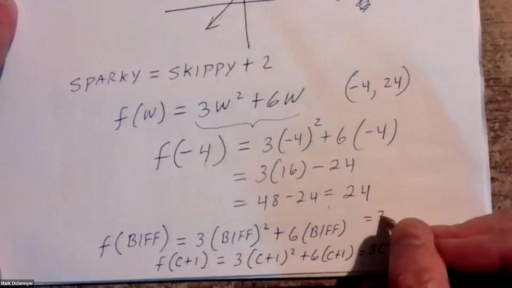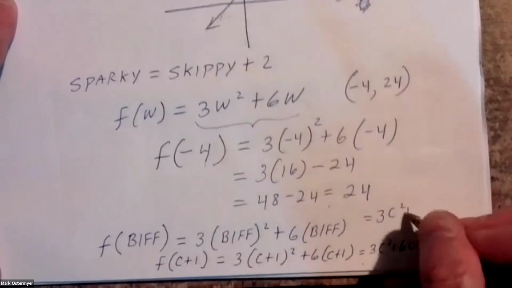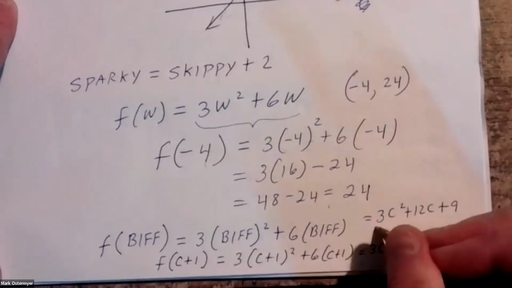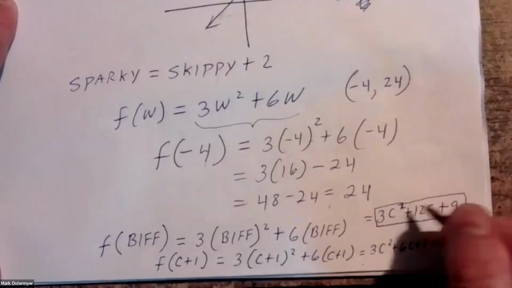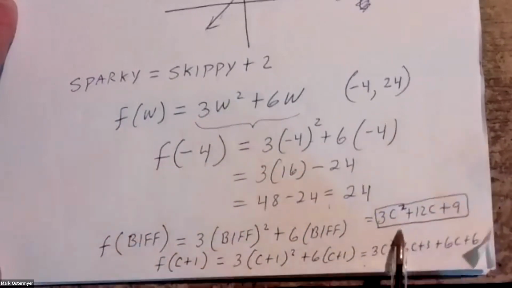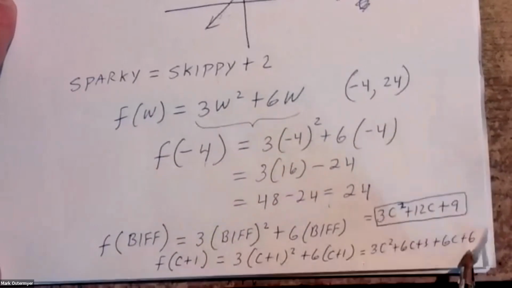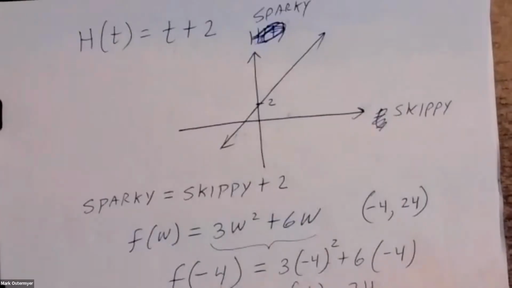Combining like terms, you'd have 3c squared, and this would be what? Plus 12c plus 9. There you go. So if I put c plus 1 into this function f of w, out would come an expression called 3c squared plus 12c plus 9. Sometimes we put variable expressions into a function. All right. Any questions about this functional notation here?